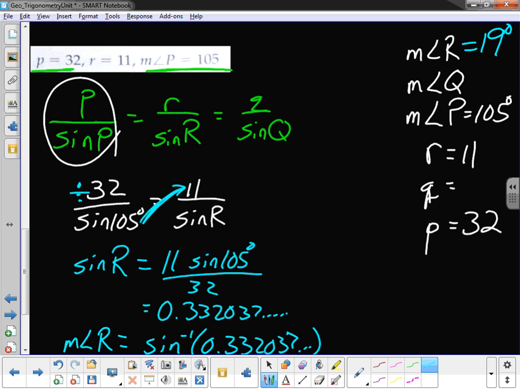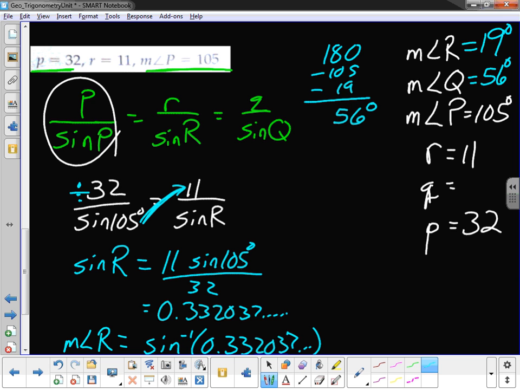Now, I know angle R and I know angle P, so I should be able to find angle Q. 180 minus 105 minus 19 would give me 56 degrees. Sorry about that. So angle Q would be 56 degrees.